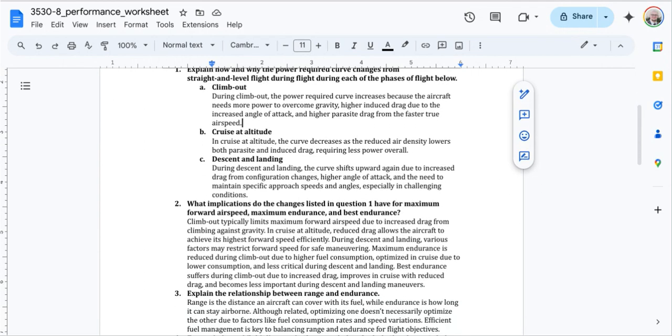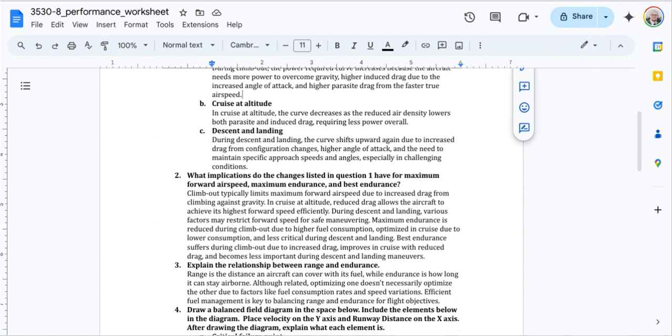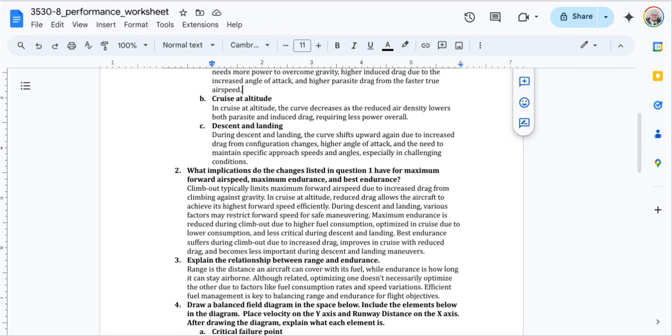During cruise, the power required curve is going to decrease because the air density decreases, decreasing the parasitic and the induced drag. During descent and landing, the curve shifts upward again because of the induced drag of configuration changes like flaps and gear, and requirements like speed and altitude limitations we have to make as we descend for approach.